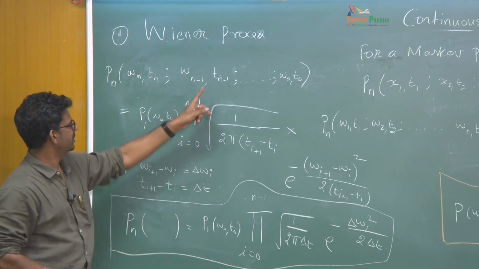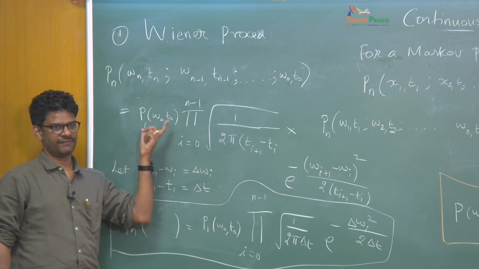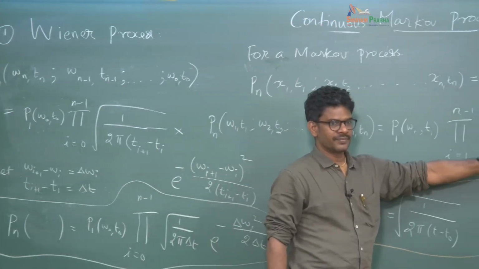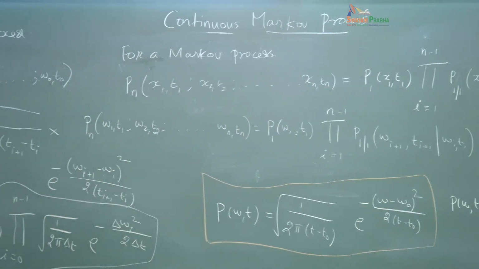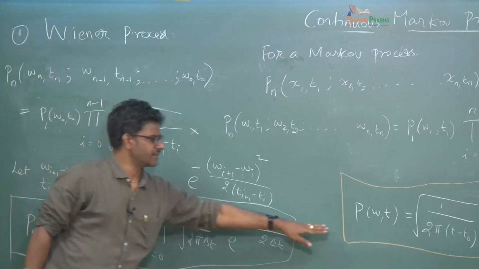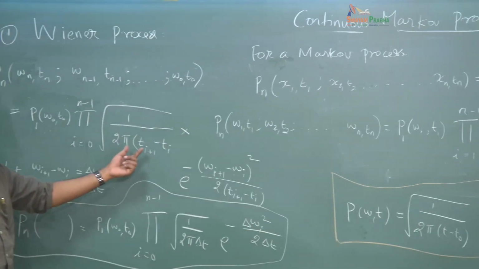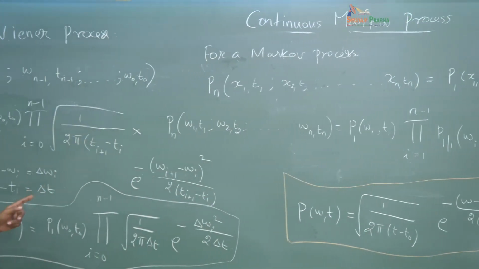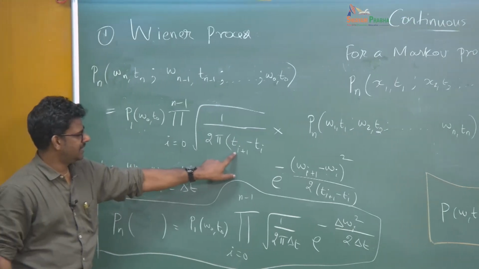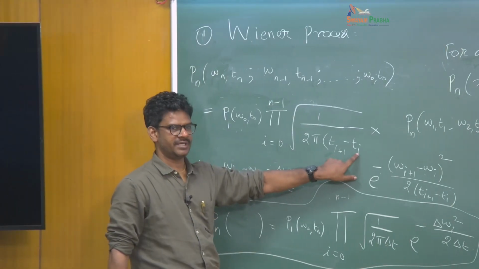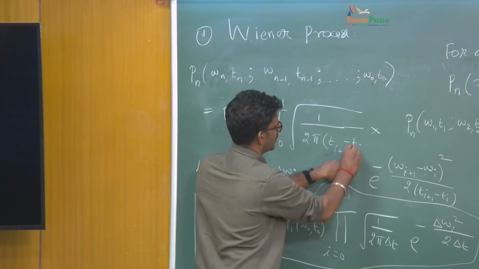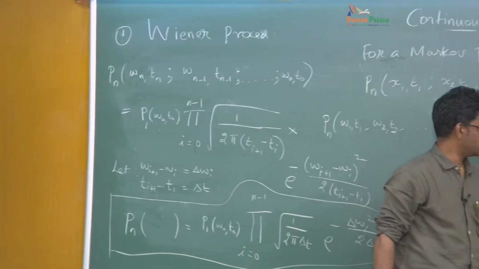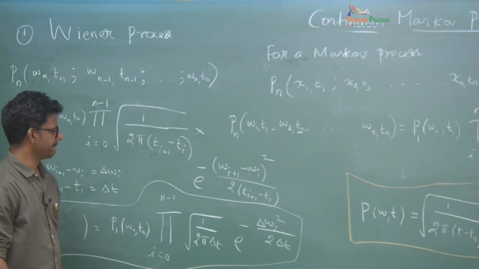That can be written as the probability of finding the initial position times the transition probability. This transition probability is the square root of, and we already know this function here. Here we have written it between t and t0, but here we need it between ti and ti+1. That's why t is replaced by ti+1, t0 is replaced by ti, multiplied by this exponential, where this is replaced by wi+1 and this is wi.